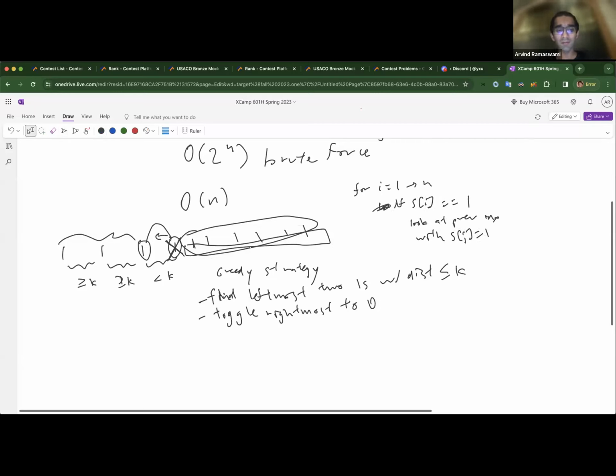I'll take any questions. But yeah, any questions, ask me. I don't know if there are other ways to do this, but if you use this kind of solution, the key idea is that you can greedily take the two ones that have distance less than k to each other, and then change the rightmost one to a 0.